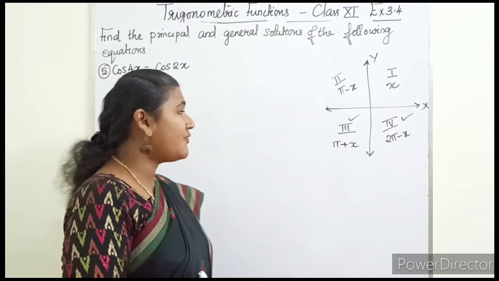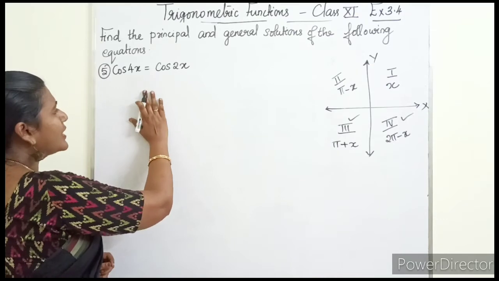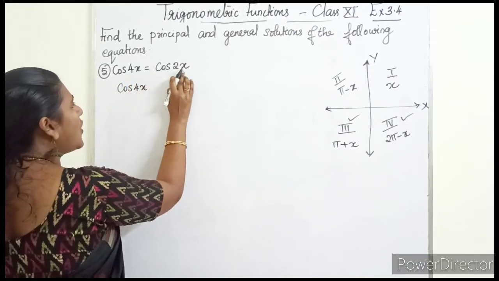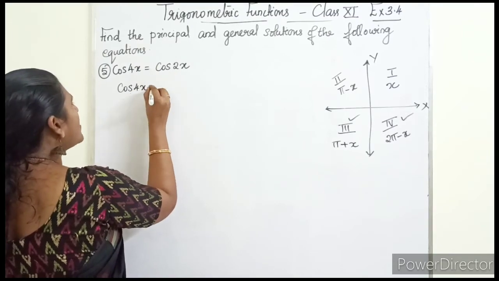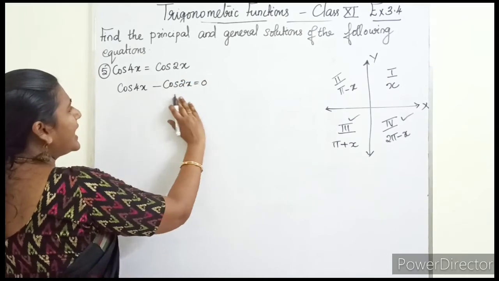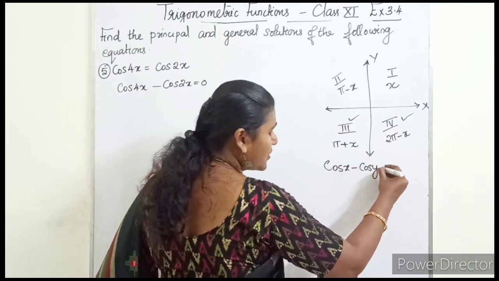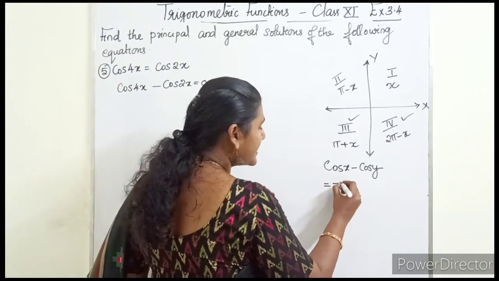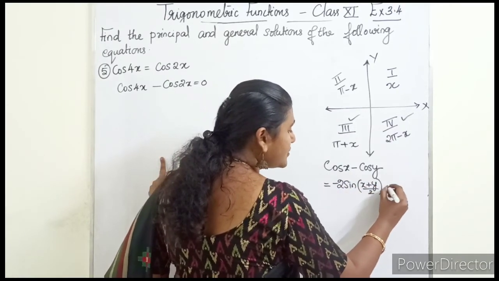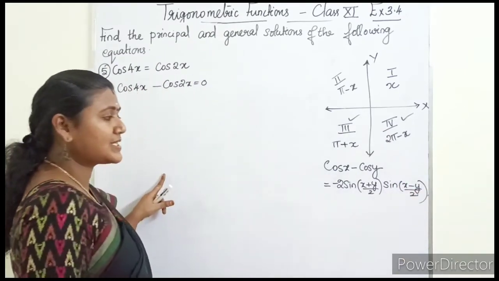We will see question number 5. Cos 4x is equal to cos 2x. So how are we going to do this? We will take this cos 2x to the left side. So cos 4x minus cos 2x is equal to 0. Now we are going to use the identity cos x minus cos y. So what is the formula? Cos x minus cos y is equal to minus 2 sin (x plus y)/2 into sin (x minus y)/2. So this is the formula for cos x minus cos y.